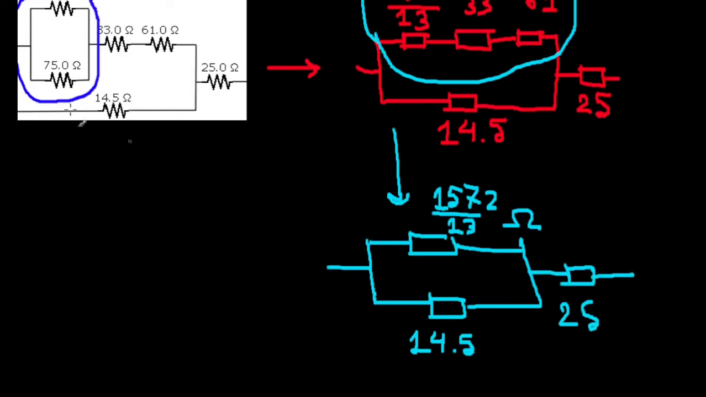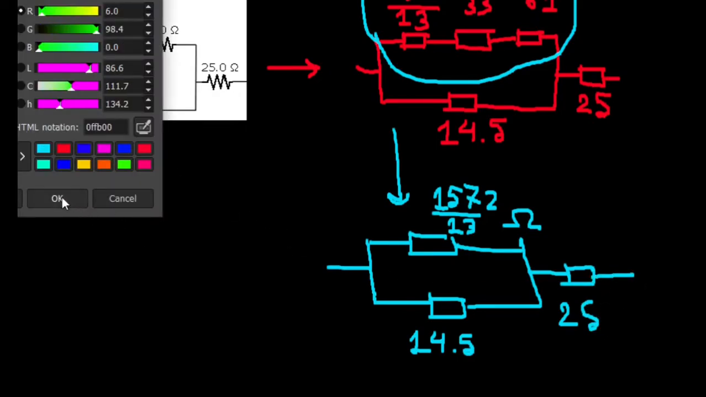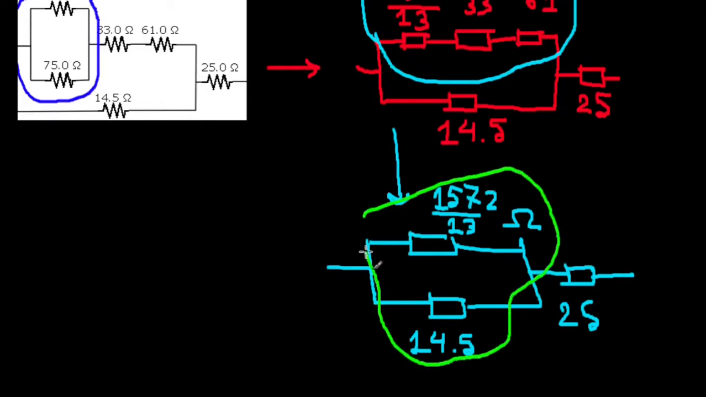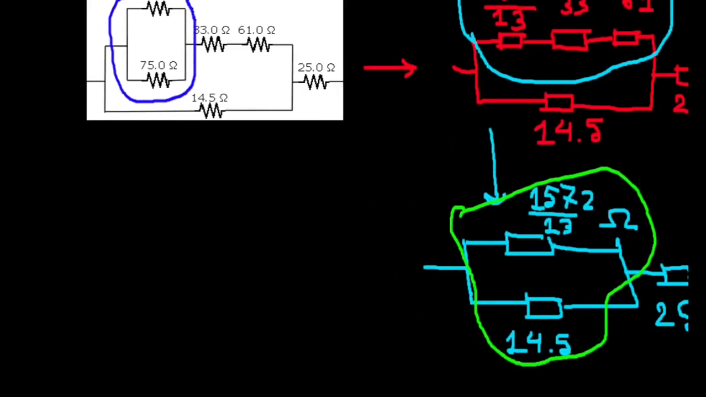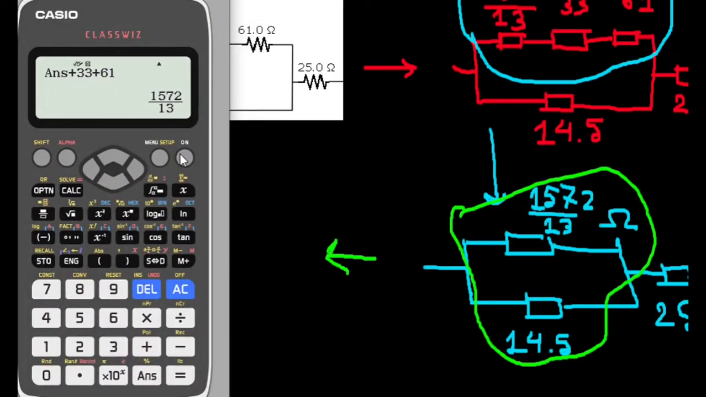All right, now again, these two are in parallel, right? So the equivalent resistance here is going to be this inverse plus this inverse, and then the whole thing inverse. So we have our previous answer, take the reciprocal of that, plus 14.5, take the reciprocal of that, then take the reciprocal of the whole thing.